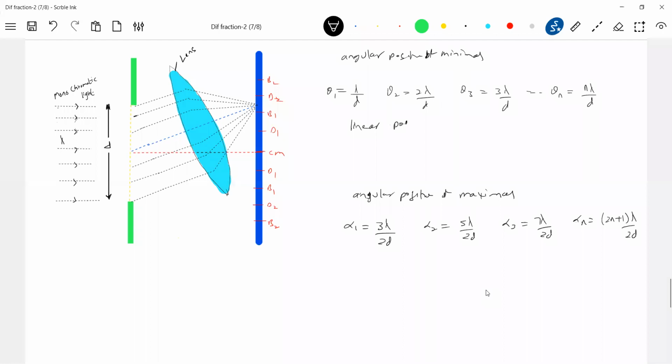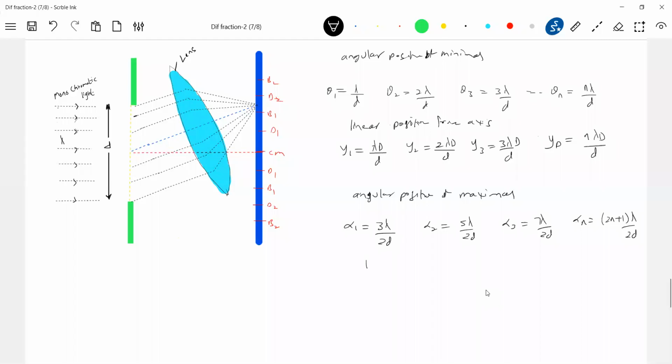Linear position, or height from the axis. Y1 should be equal to lambda capital D by D. Y2 is equal to 2 lambda capital D by D. Y3 equal to 3 lambda capital D by D. So this is for the minima. I'll write it as Y dark. So this should be equal to n lambda capital D by D.